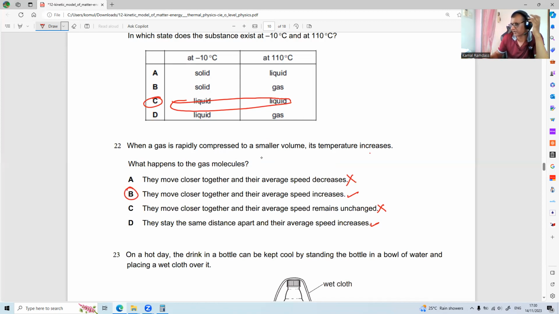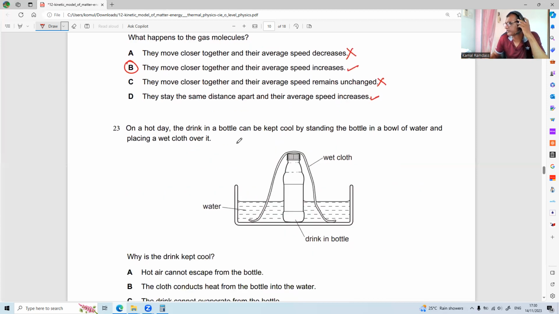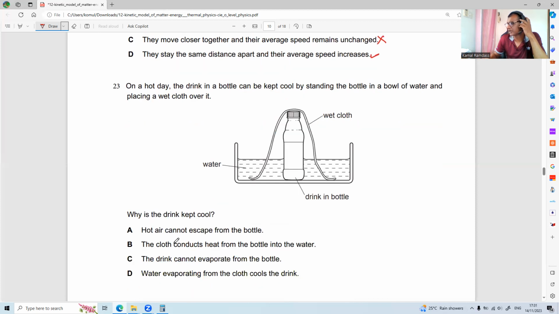On a hot day, the drink in a bottle can be kept cool by standing the bottle in a bowl of water and placing a wet cloth over it. Why is the drink kept cool? Hot air cannot escape from the bottle. The cloth conducts heat from the bottle into the water. The drink cannot evaporate from the bottle. Water evaporating from the cloth cools the drink.